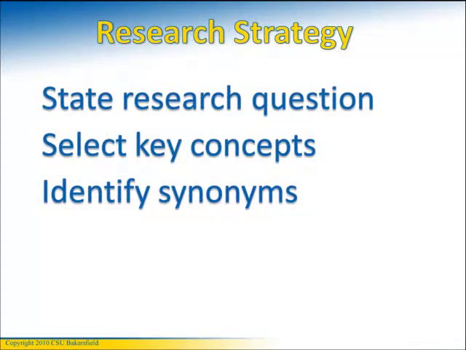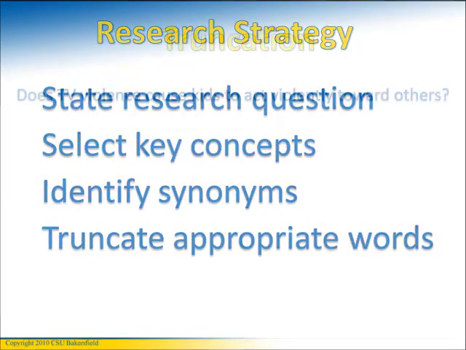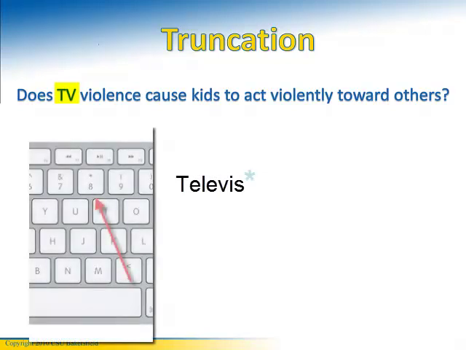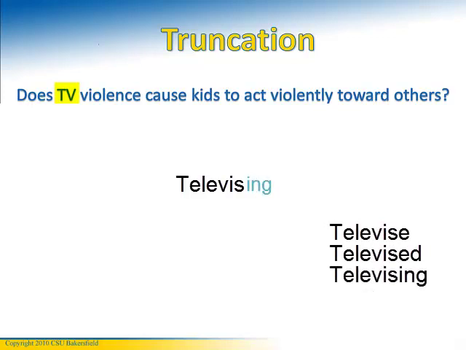The next step in your research process is to truncate appropriate words in your search strategy. Starting with the concept TV, we want to find all forms of the word television. To do this, we put an asterisk after the S in television so that the database puts on every possible ending, like televise, televised, and televising. To get the database to create all possible endings, place an asterisk after the root of the word.